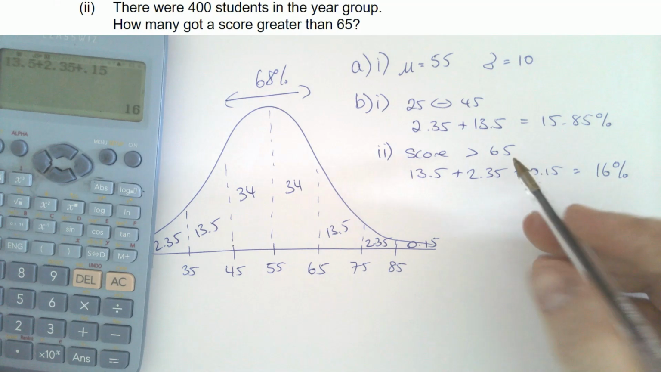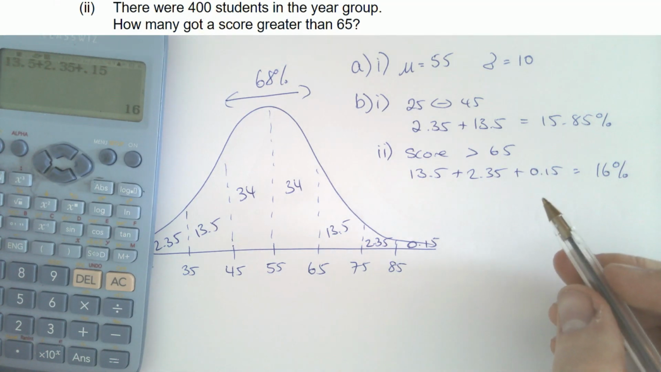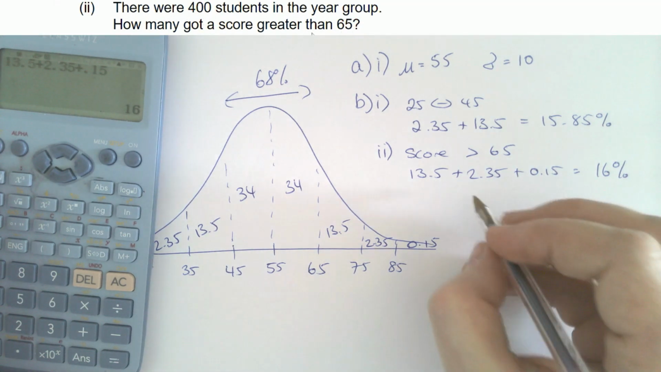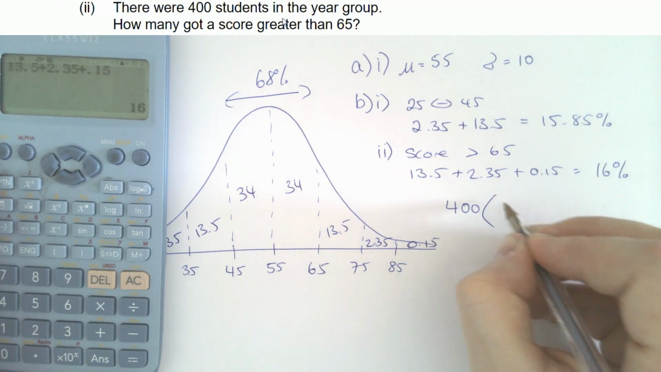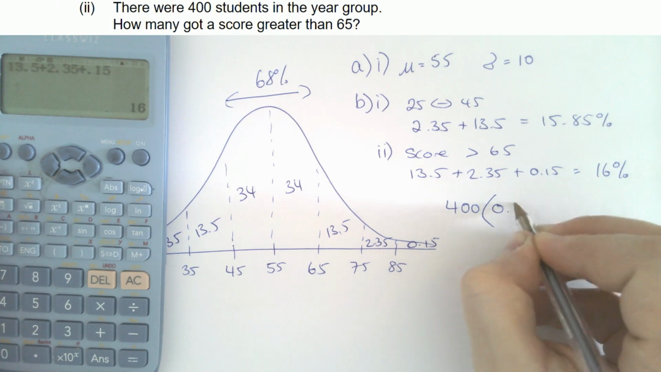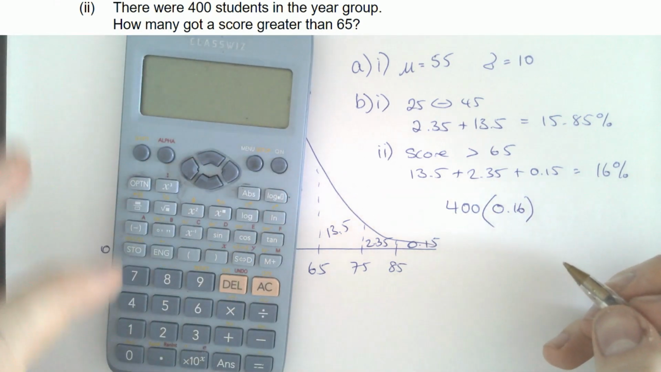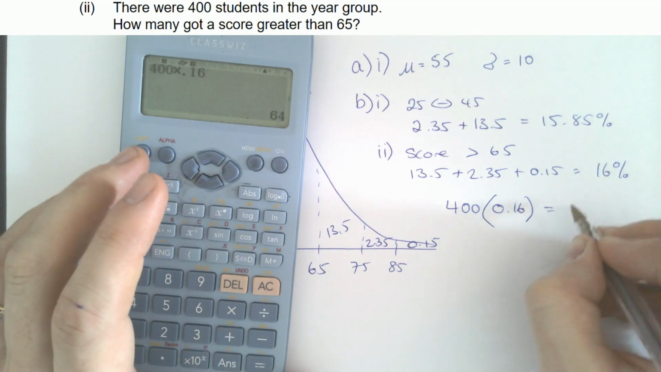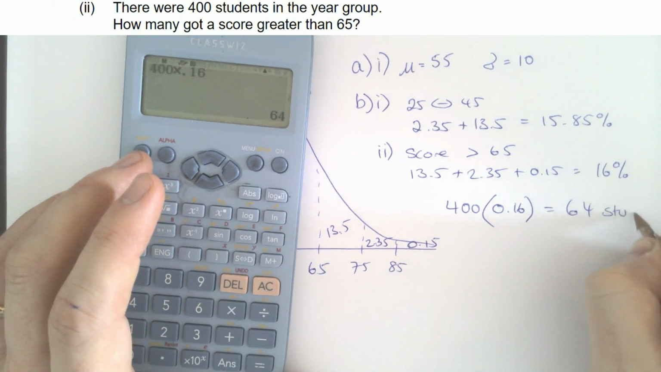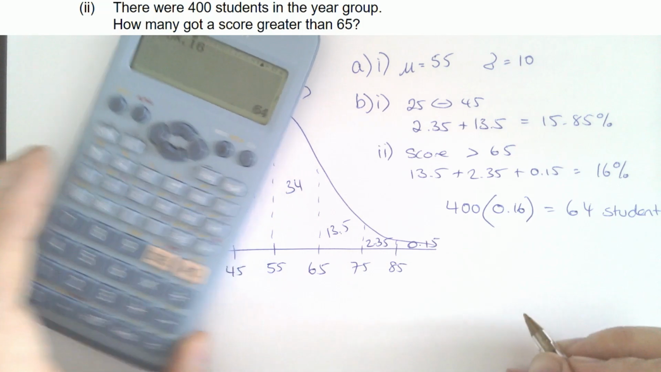But just be careful. It asked, there are 400 students in the year group, so how many of them? So you need to find 16% of 400. So I'm going to do 400, you can do it by 16 over 100, or you can do it by 0.16 to get you the value. And that value is 64. So 64 students scored more than 65 points.